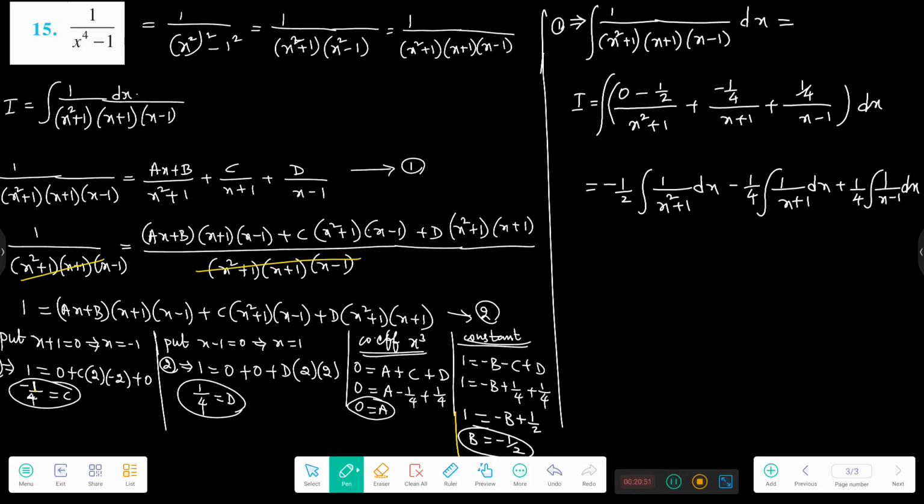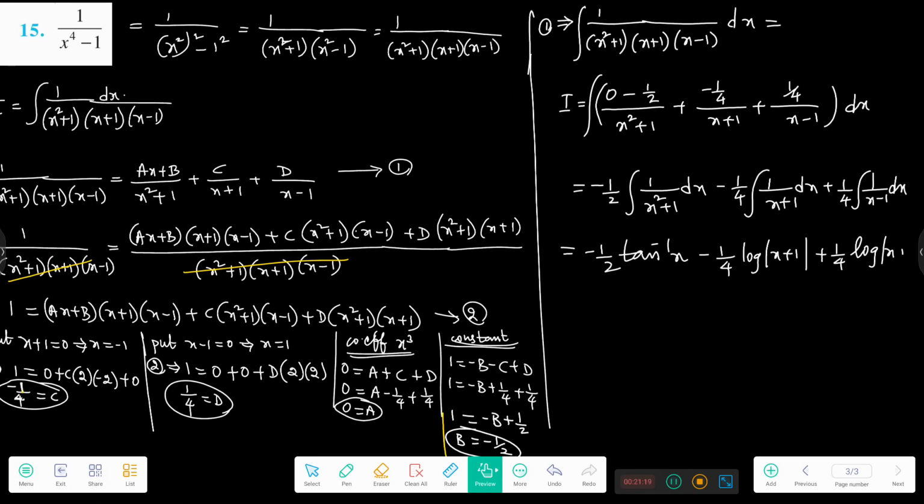That's it. Now you can notice that the first one is what? Tan inverse formula. Directly you can write. So that minus 1 by 2 tan inverse x, minus 1 by 4. This one, log of denominator you can write. What is that? Log of denominator, that is x plus 1, and plus 1 by 4. And even this also, log of denominator, x minus 1, x minus 1 plus c.